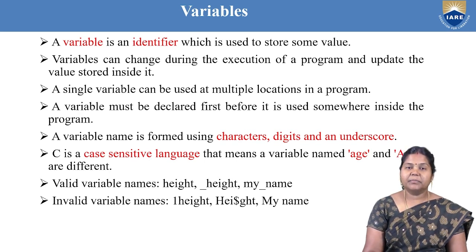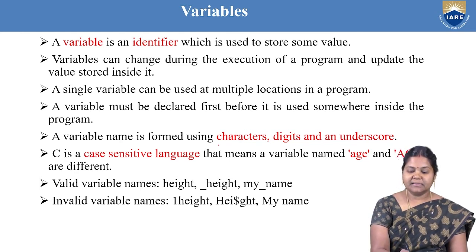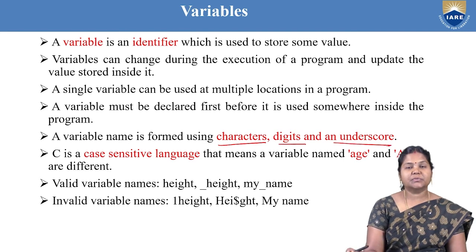Now, a single variable can be used at multiple locations in a program, and a variable must be declared first and then used in a C program. Now, a variable name follows the rules of an identifier. So, you can use characters, digits, or underscore to define a variable name.